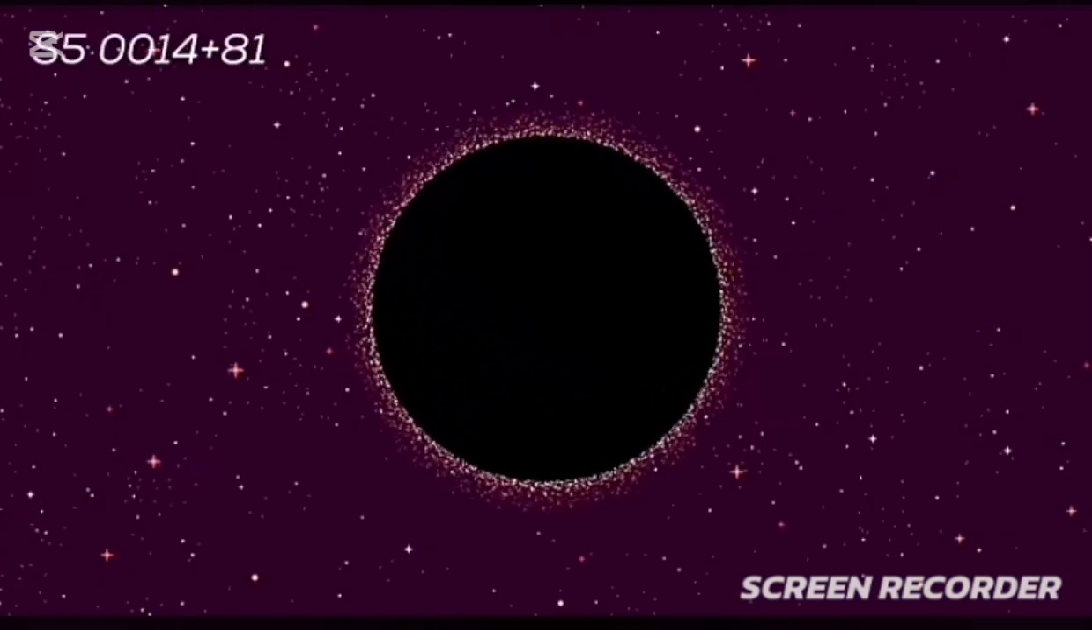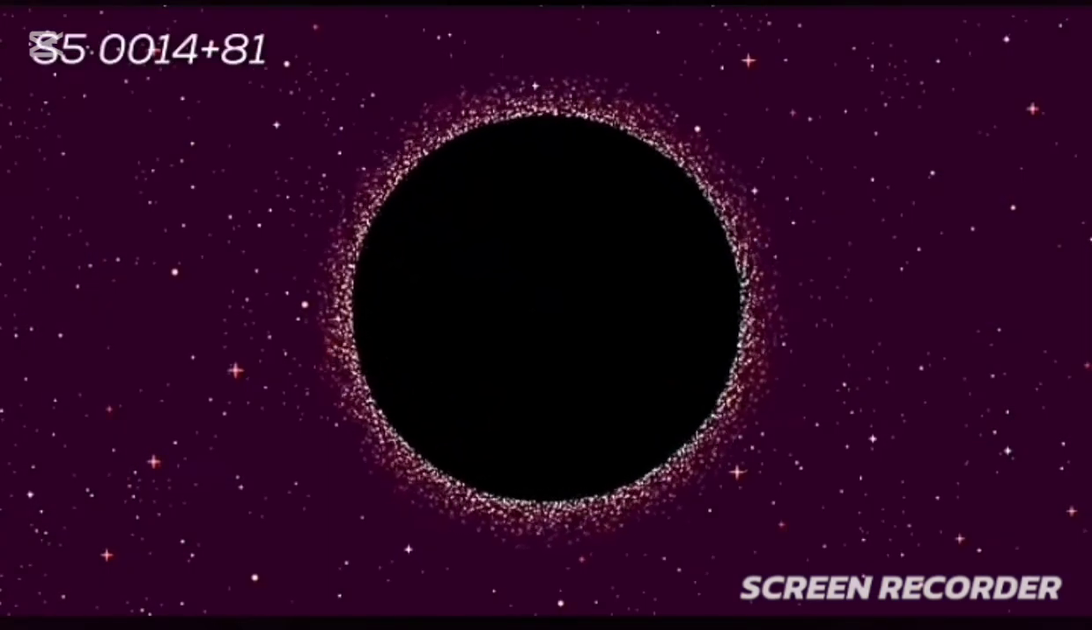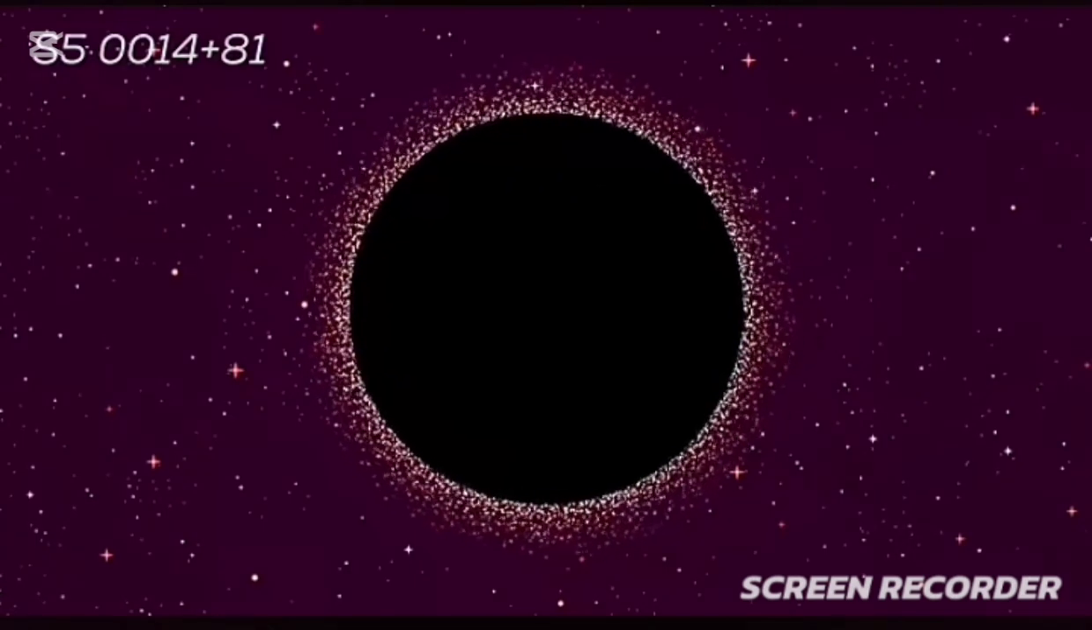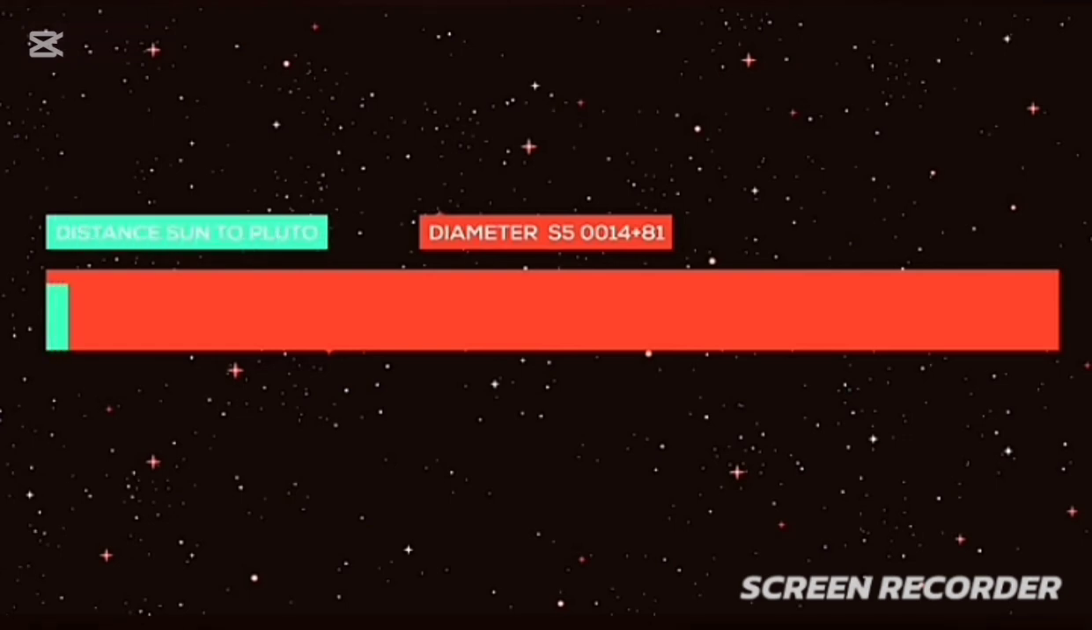Currently, the largest supermassive black hole known is S5 0014+81, 40 billion times the mass of our Sun. It is 236.7 billion kilometers in diameter, which is 47 times the distance from the Sun to Pluto.